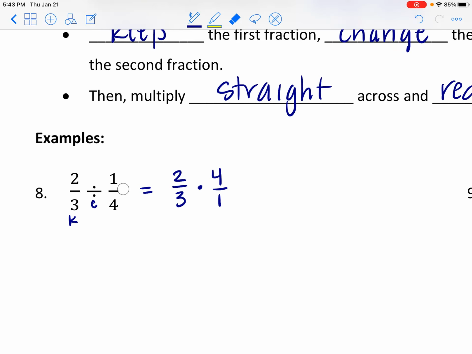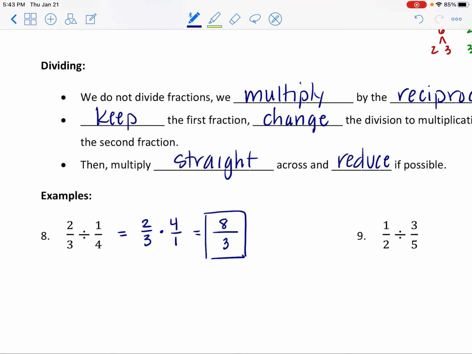Again, this is all going to come back into algebra. So it's great review. So now we have a multiply problem. Multiplying straight across the top, 2 times 4 is 8. Straight across the bottom, 3 times 1 is 3. No common factors there, which means that's going to be our simplified quotient. That's what we call the answer to a division.